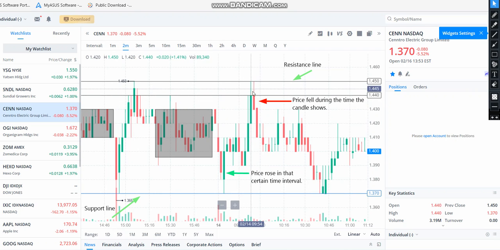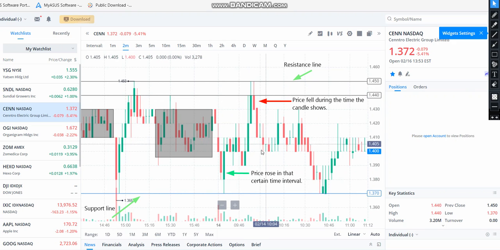These wicks are very important to understand on the ends also, as they show us in a red candle's case, the opening price is right here. It shows that the price went up in that certain period of time, but sellers entered the market right here, and it ultimately fell down to right here. And in a green candle's case, you're going to see that it opens right here. It ultimately shot all the way up to here, and then came back down and closed right here.